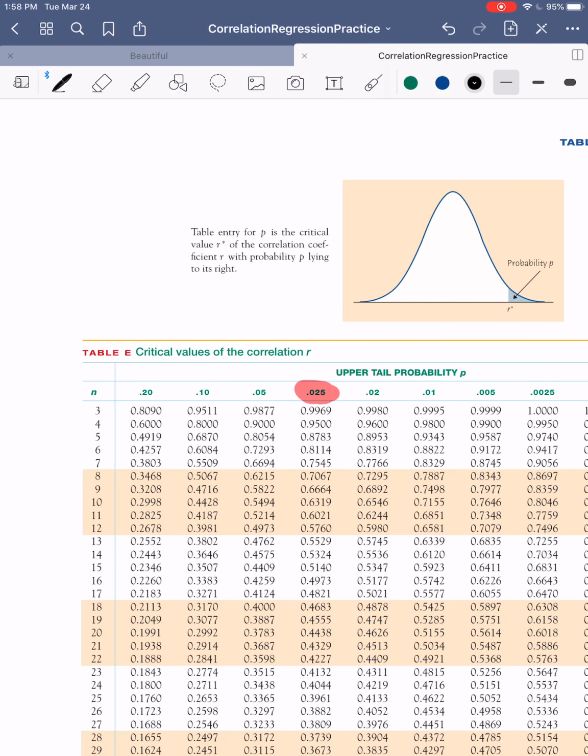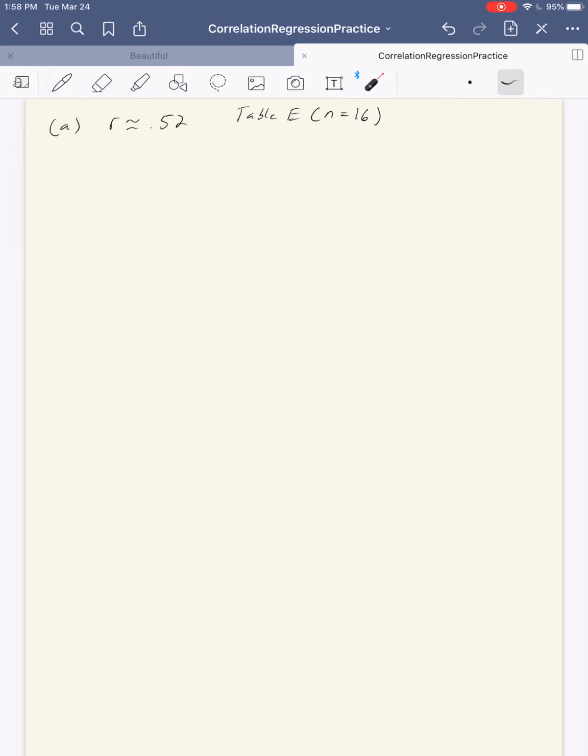If we take a look at table E, we have N being 16, we have 0.025, and we can see that the critical value is 0.4973. So let's go ahead and record that. The critical value here is 0.4973. So we can take the absolute value of R, which isn't necessary because it's already positive, but we can just do that anyway. And we can see that the absolute value of R just barely makes it in over the critical value.